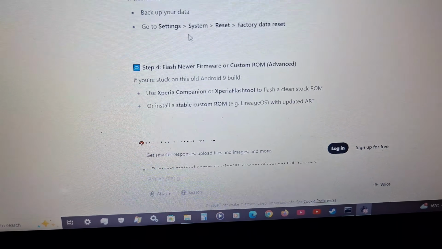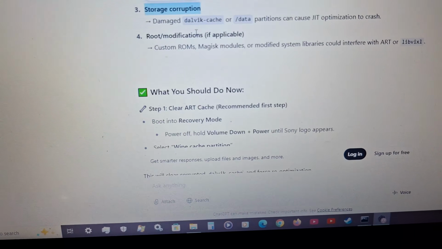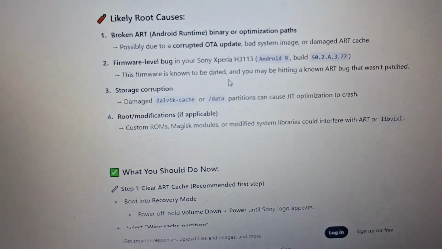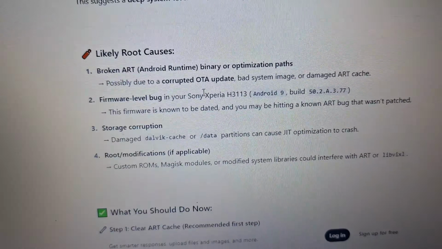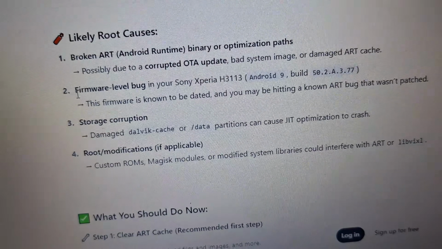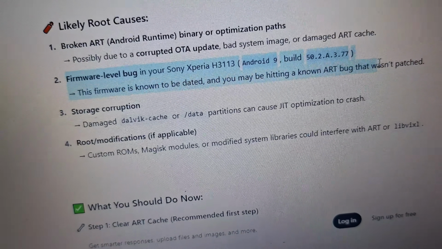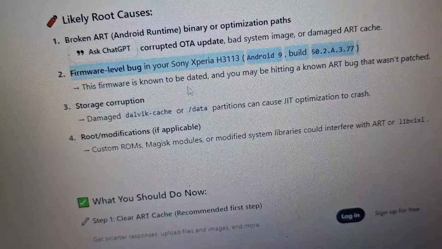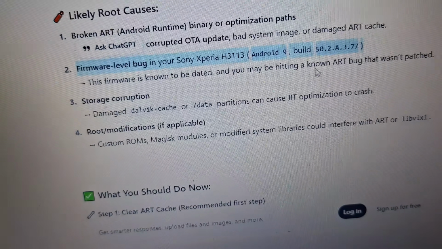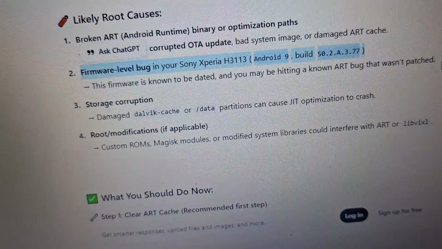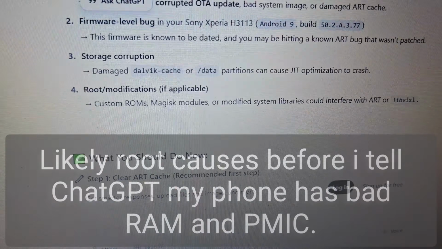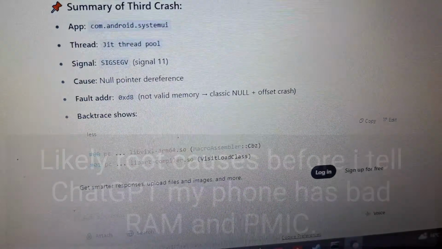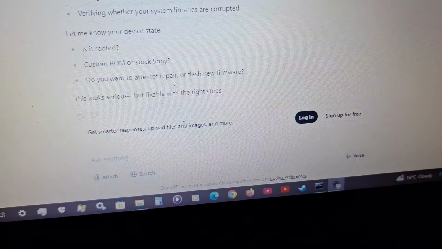Even though it's saying it's null pointers and casual cache or data corruption, I've actually wiped these several times and it still hasn't fixed it. Firmware level bug. This firmware is known to be dated and you may be hitting an unknown ART bug that wasn't patched. These are the most likely root causes. Now, I'm going to ask ChatGPT this.